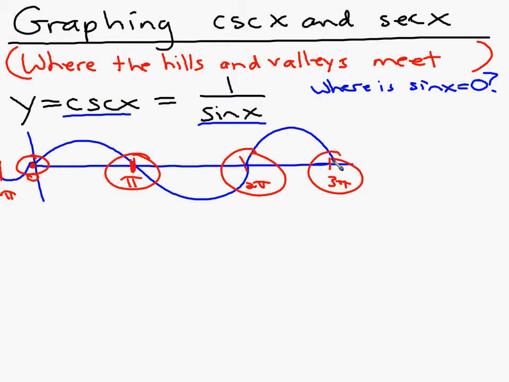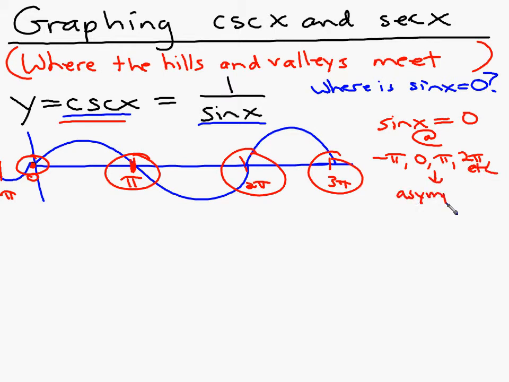So that means for cosecant, every one of those places is going to have an asymptote. We can summarize it this way. Sine x is equal to 0 at negative pi, 0, pi, 2 pi, etc. And these are where we're going to have asymptotes for the graph we're learning today, for cosecant. All right?